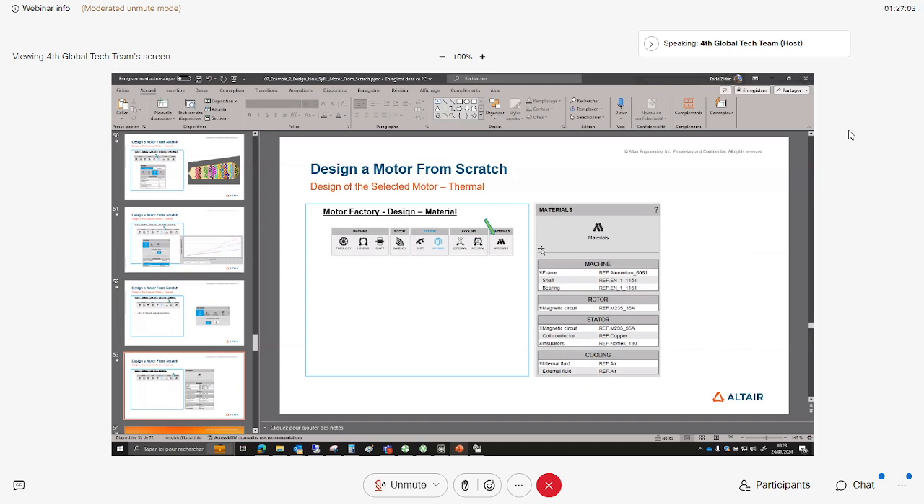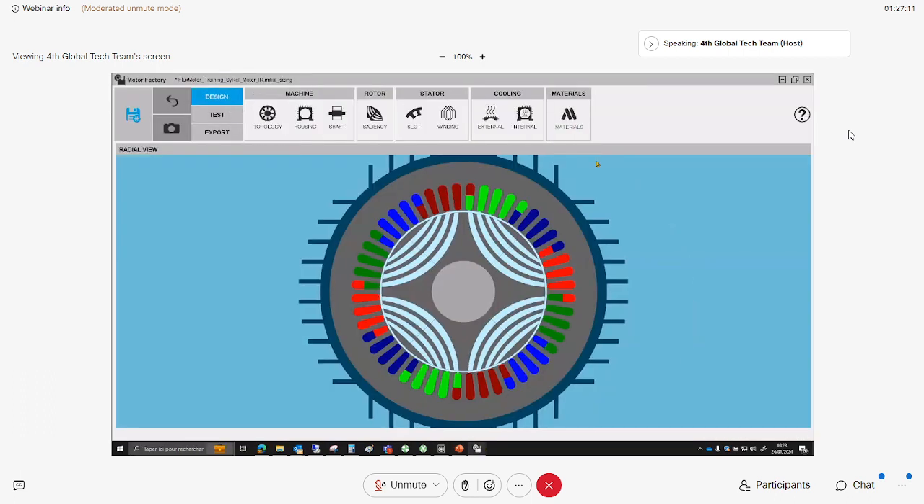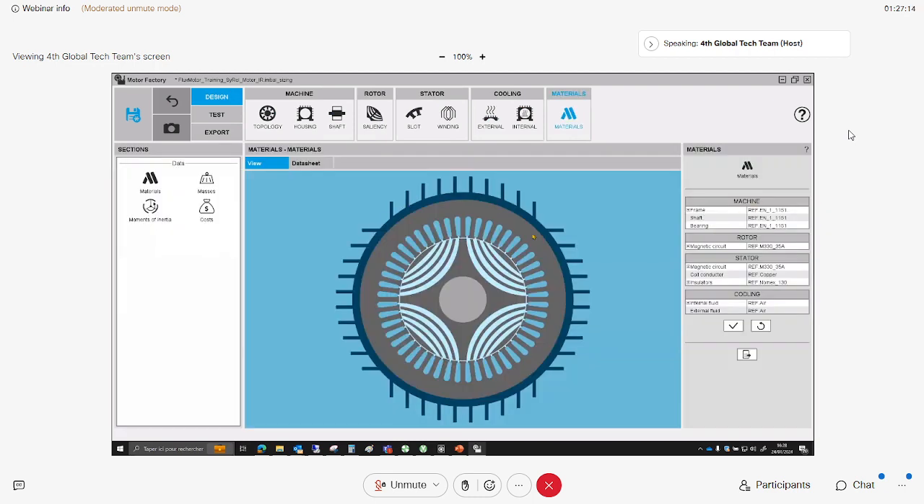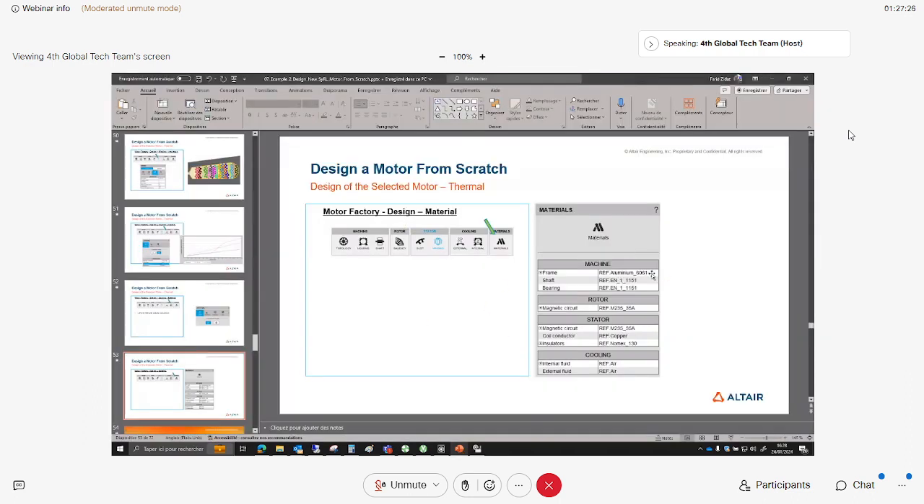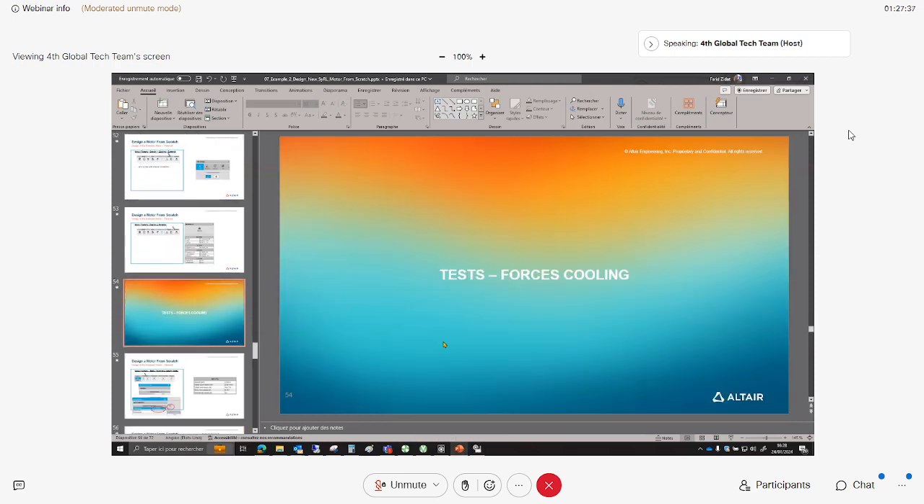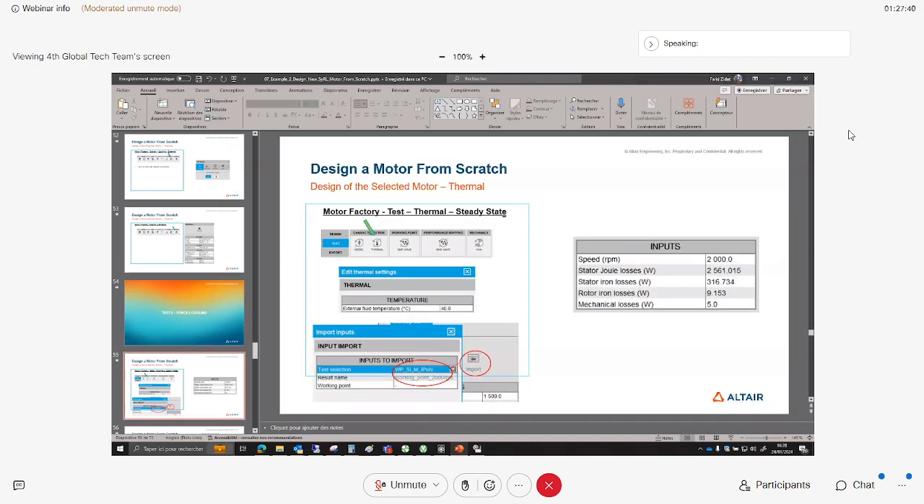Since we added some components like the housing, the shaft, and so on, we have to choose the right materials. You can have the housing in aluminum, for instance, and the shaft in iron. Here for the housing it is aluminum. For the shaft and bearing, we choose iron. So we will see then the results with the forced cooling.